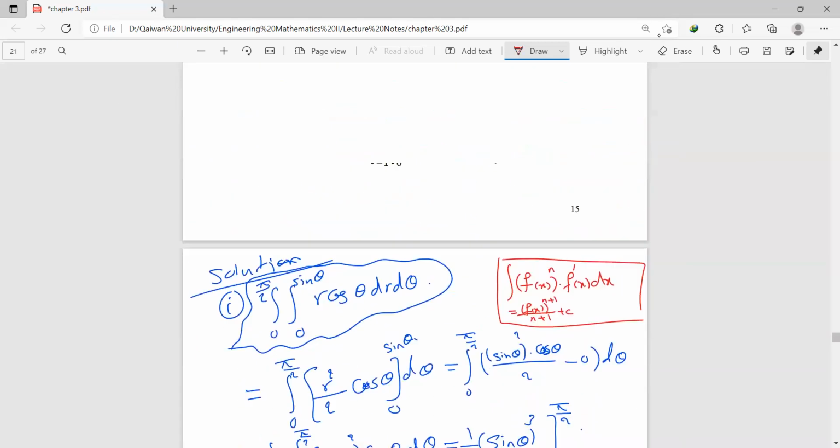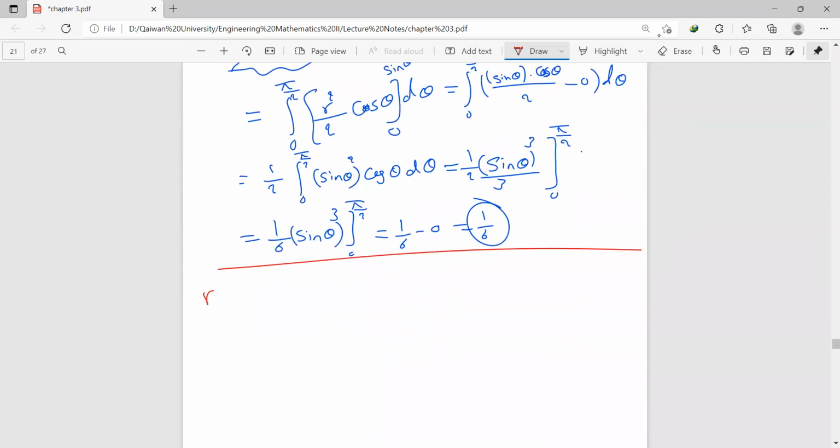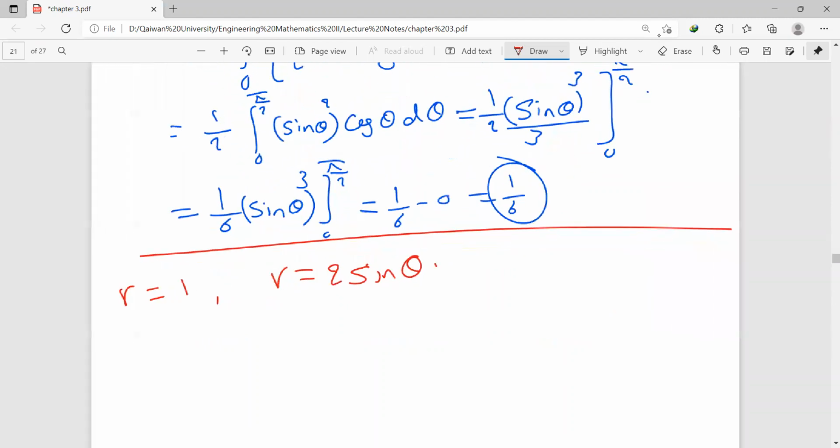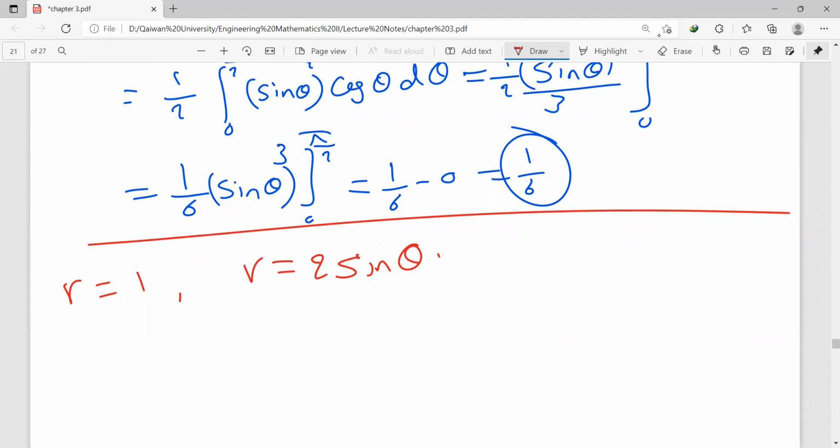That's all. It says we have two functions, r equals 1 and r equals 2 sine theta, and it says find the area which is bounded by these two regions. But first, we are asked to sketch the region. How do we sketch the region? We talked about r equals 1, how its graph is a unit circle. Okay.